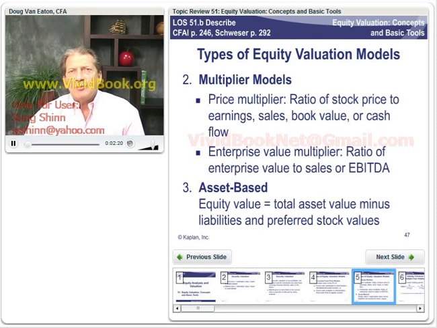And sometimes we don't use a per share value, but look at the whole enterprise value. We call this an enterprise value or EV multiplier, and it's typically the ratio of the enterprise value to sales or to EBITDA, earnings before interest, taxes, depreciation, and amortization. Our third type of equity valuation model is asset-based, where we look at the equity value as the total value of the assets minus the liabilities and the preferred stock claims against the company.